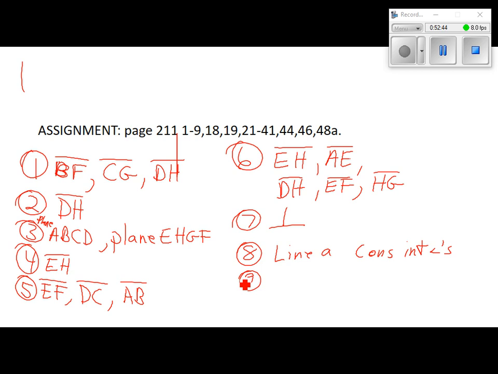Number 9, angle 5 and angle 15. What is the transversal, Gretchen? Line D, everybody agree with that? Yes. So if line D is our transversal, what line are we covering up? Line C, cover up that part, and we want 5 and 15. What kind of angles are 5 and 15 to each other? Alternate exterior angles.